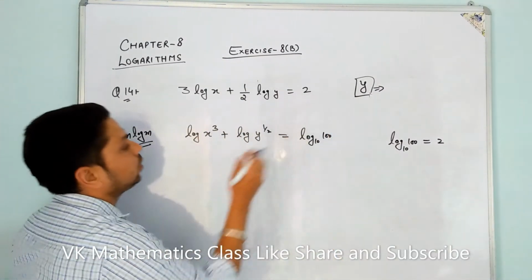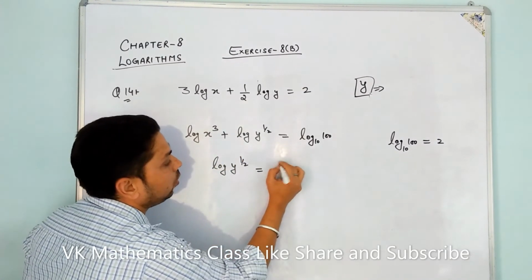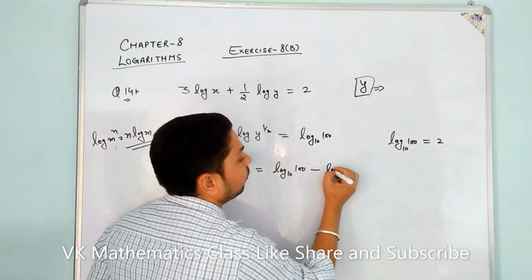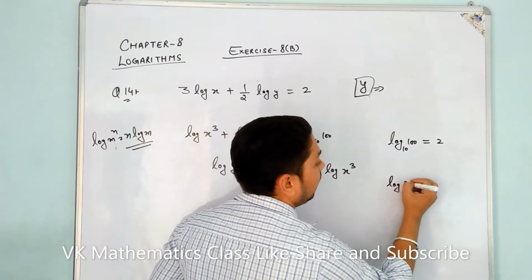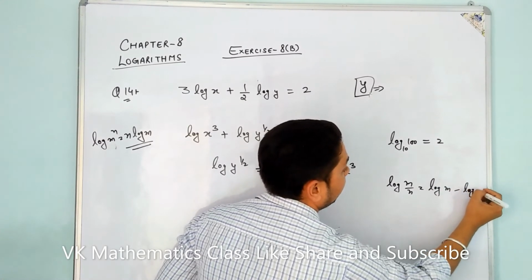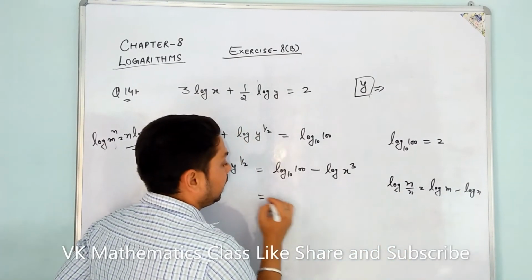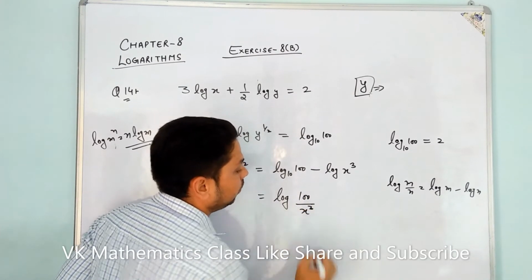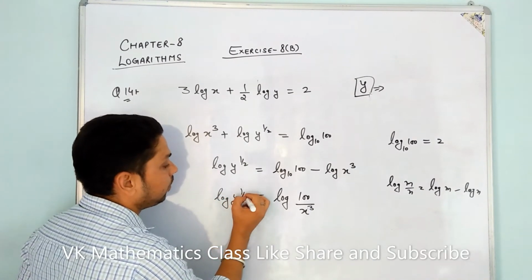Now take this term on the other side. This will give you log of y raised to power 1 by 2 is equal to log of 100 with base 10 minus log of x raised to power 3. Again we have log of m over n equals log of m minus log of n. We can write it as log of 100 upon x cubed, which is equal to log of y to the power 1 by 2.